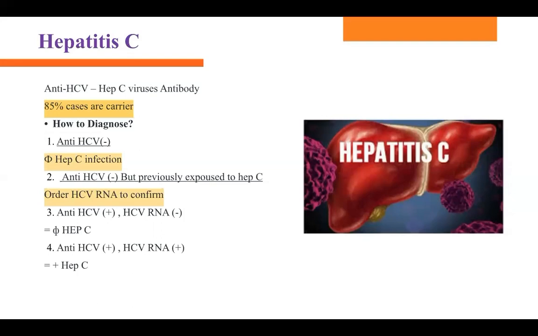So if the patient's RNA from the virus is positive, that means they are infected because the virus is actually inside. Antibody is there to fight against the virus, and the virus is there. That means RNA is there from the virus. Both there, that means the patient has hepatitis C. If antibody is there and no virus, that means no hepatitis C. So I hope that helps. Virus there and antibody there, that means hepatitis C. Antibody is there but no virus, that is RNA negative, that means no hepatitis C.